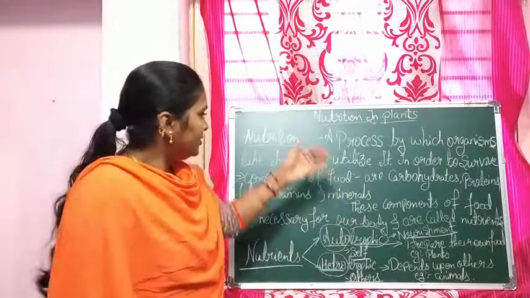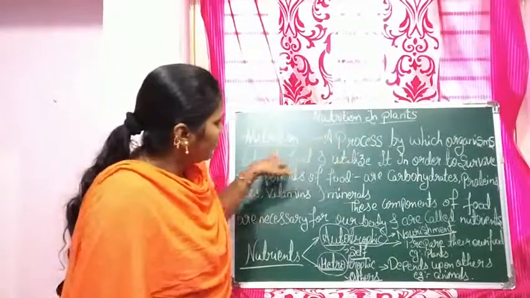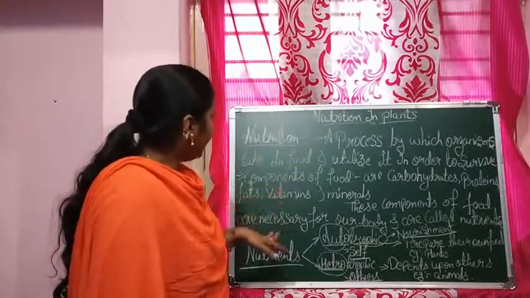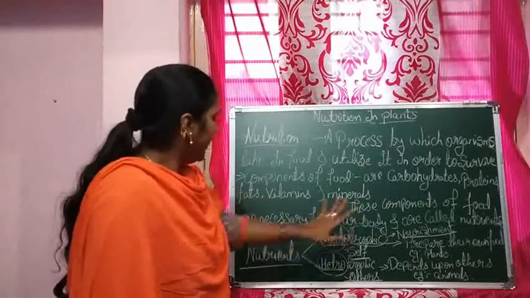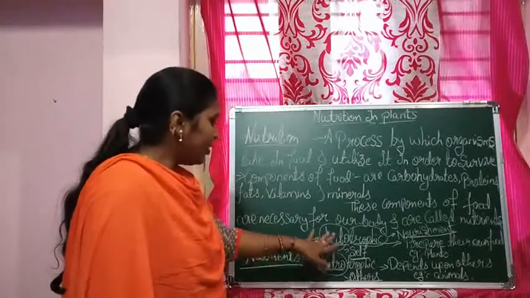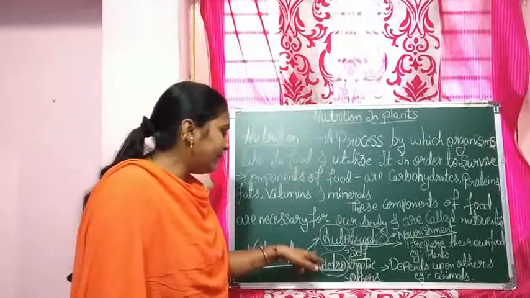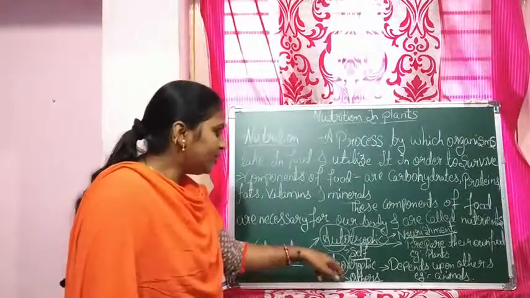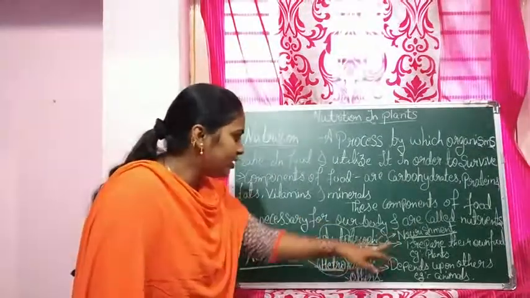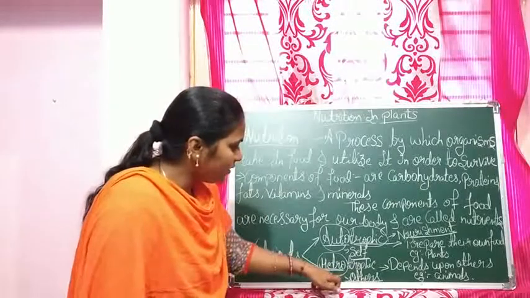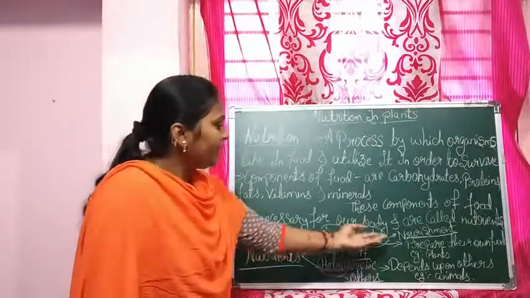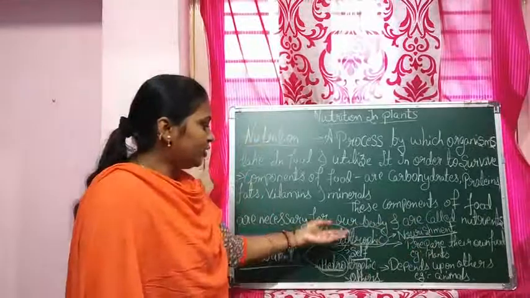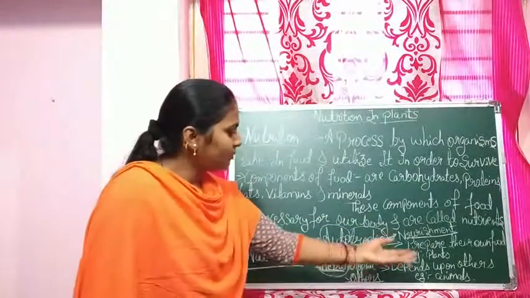Till then, note down the definition of nutrition, components of food and nutrients. How many types of nutrients are there? Autotrophs and heterotrophs. Autotrophs means self nourishment. Heterotrophs means other nourishment. Autotrophs prepare their own food and heterotrophs depend upon others.